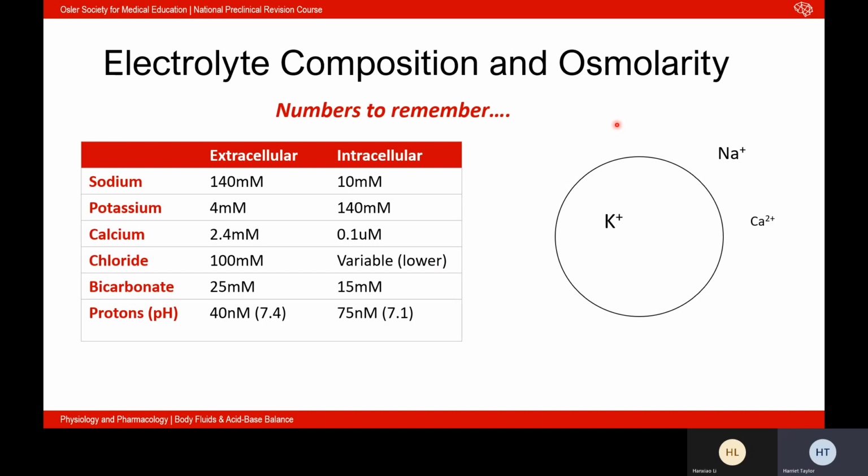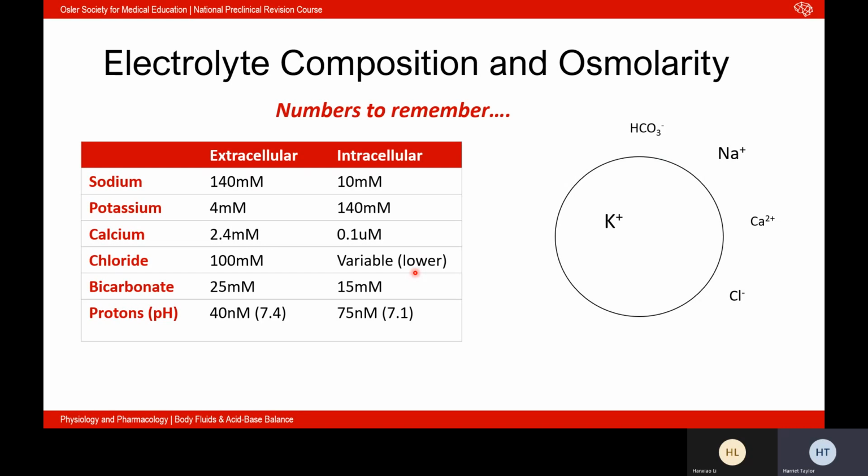Calcium is also an extracellular ion mainly, so that fits that rule as well. The concentrations here are really important to remember because our extracellular concentration is much, much bigger than our intracellular one. So note the micromolar as opposed to the millimolar. Those are really important ones to note. As well, with chloride, we've got a higher extracellular concentration, which is 100 millimolars, and a variable intracellular concentration, but it is lower most of the time.